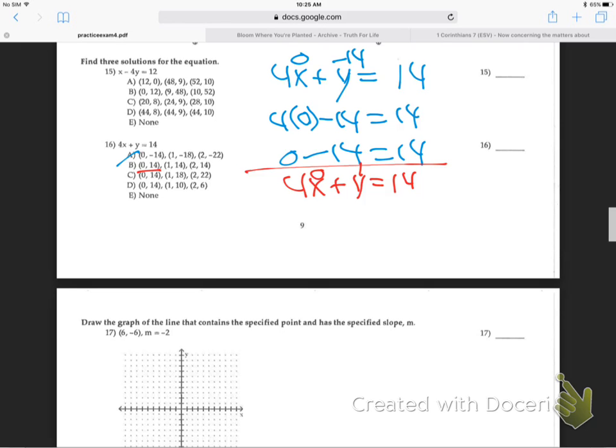Put in 0, 14. That one's going to work, huh? At least the first one does. The next one's not going to. Yeah. 0 plus 14 is 14. That's true. Let's try the 1, 14, though. That's not going to work.